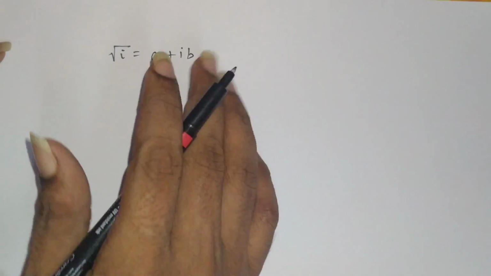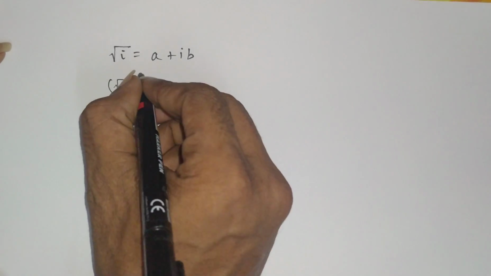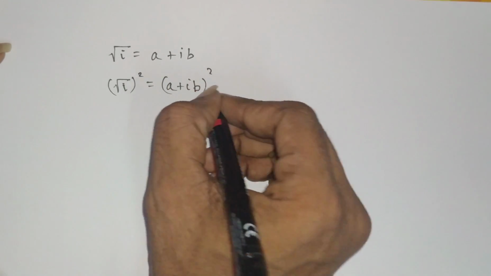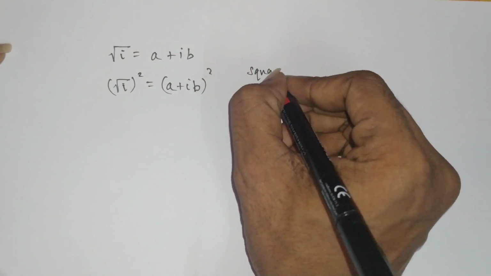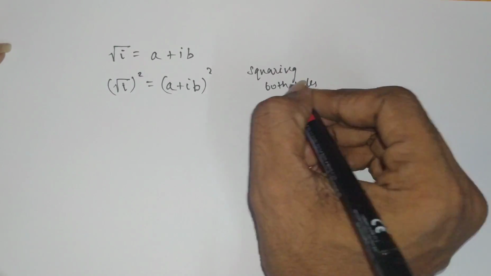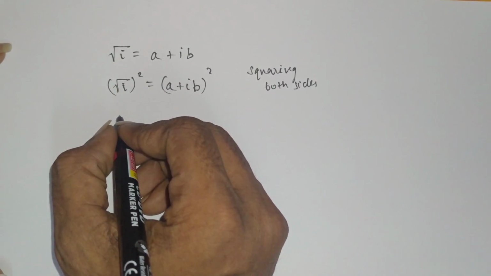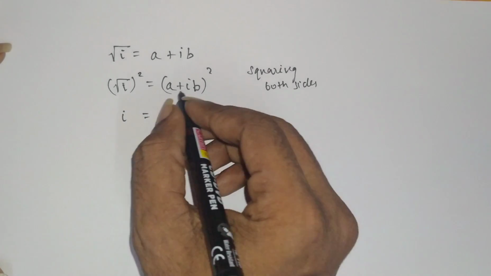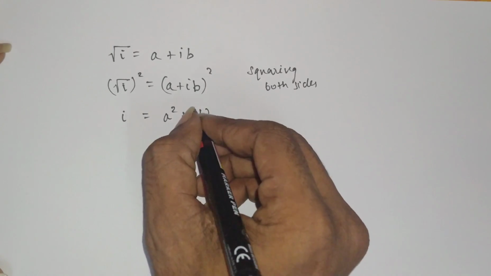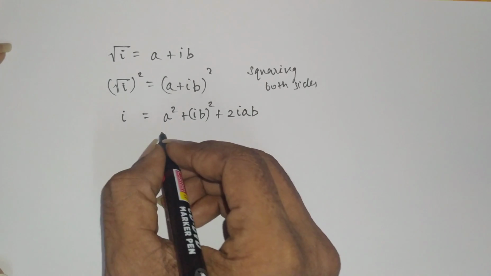Now we know root i equals a plus ib, and i is root of minus 1. So we'll square both sides, which gives root of i squared equals a plus ib the whole squared. We know the square of a square root is the same term inside the square root, so root of i squared is i. And a plus ib the whole squared uses the basic formula a squared plus b squared plus 2ab, so we get a squared plus (ib) squared plus 2iab.